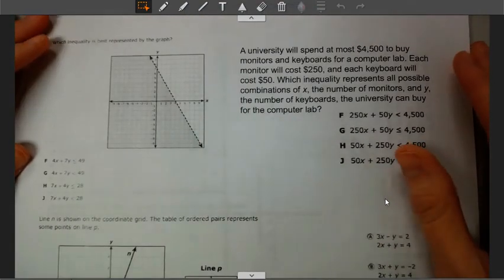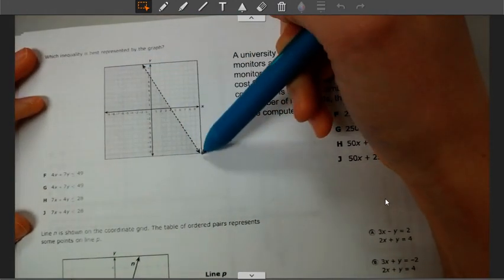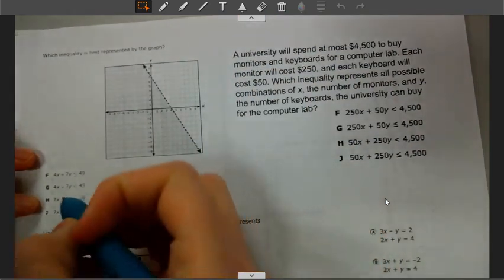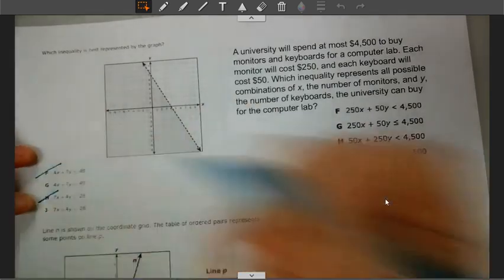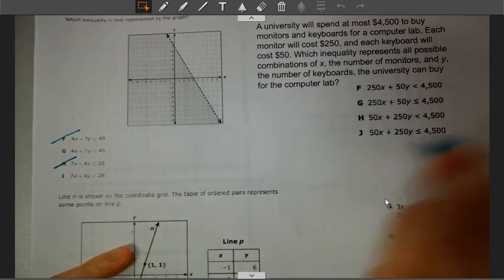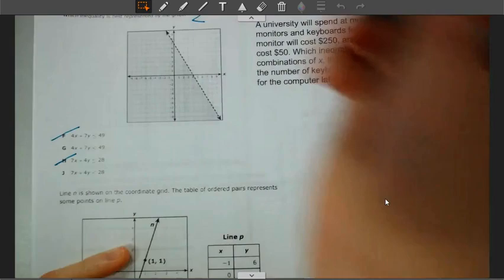All right, so which inequality is best represented by the graph? Immediately, I can see that this graph has a dashed line. So I want to immediately begin by getting rid of any of the ones that have "or equal to." So F and H are automatically out because it doesn't make any sense. So now I know I'm shading below the line, so I'm really looking for the less than symbol.